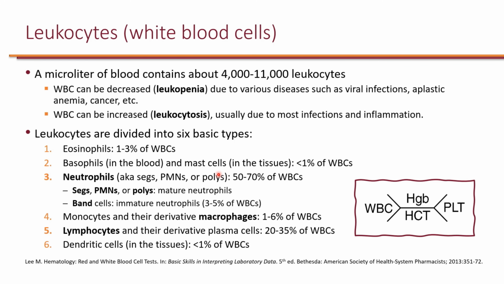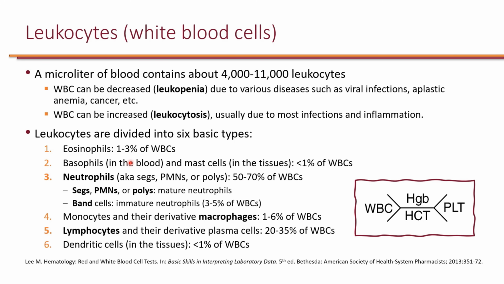Now let's take a look at the 6 basic types of leukocytes. So eosinophils constitute about 1 to 3% of all white blood cells. Basophils and mast cells, less than 1% of white blood cells. Neutrophils are extremely important. Neutrophils are the primary mechanism of fighting bacterial infection. So when it comes to bacteria, neutrophils have a primary role. And that's why you will see a large portion of white blood cells, typically 50 to 70%, are neutrophils.